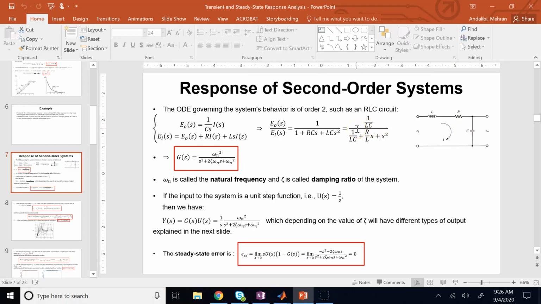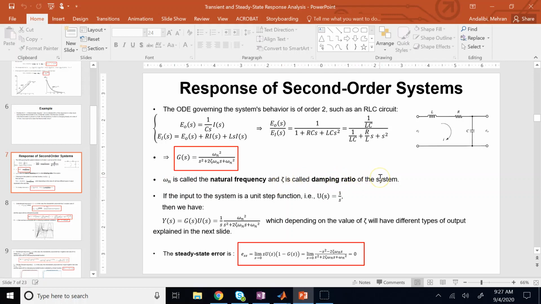You can show that here the output over input for the electrical circuit is the output voltage over input, or for the mass spring damper system, it is the position of the block over the external force. You can show that in general. You can write it this way as omega n squared over s squared plus 2 zeta omega n s plus omega n squared, where omega n we call the natural frequency of the system, and zeta is called the damping ratio.